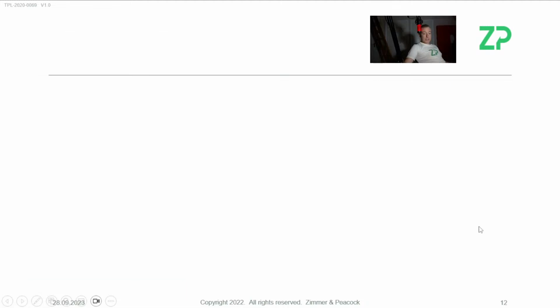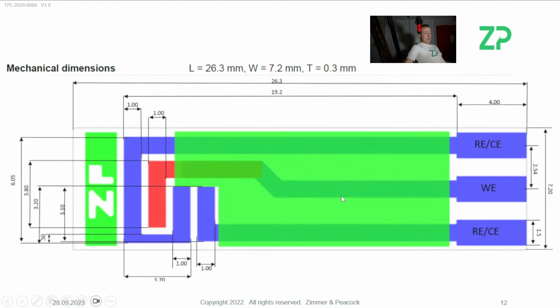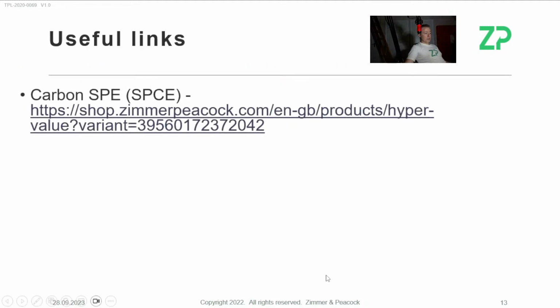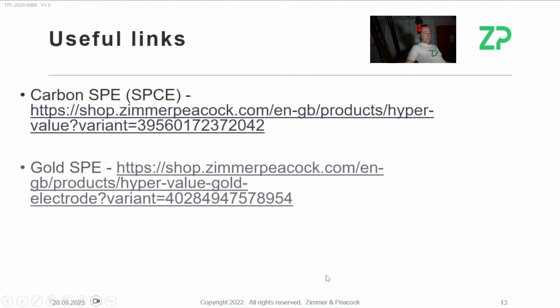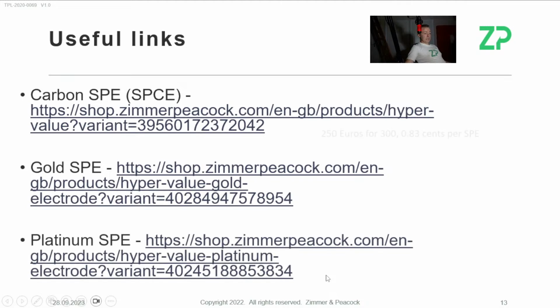And I think it's because really at ZP we're the only people with, I would say, real world experience, with some of us going back over 20 years. And I mean real world experience making medical diagnostics in industry. I've done it multiple times. These are the dimensions of the electrodes. Not so important. I would actually just say get hold of them, try them out, especially on the repeatability. So here are some useful links. Here's the carbon, here's the gold, and here's the platinum.